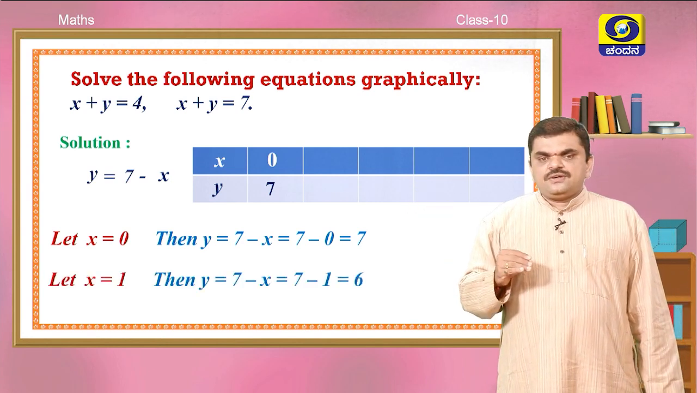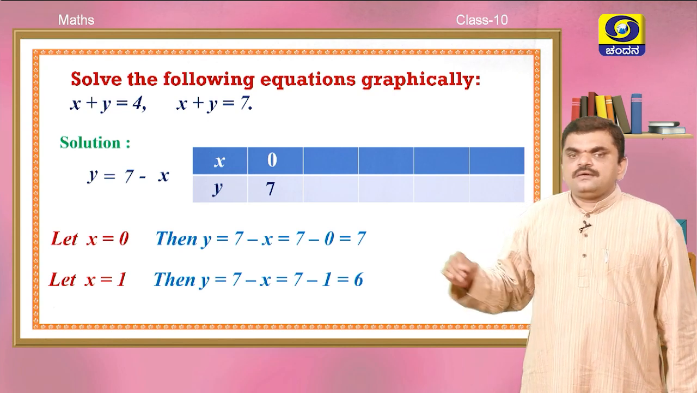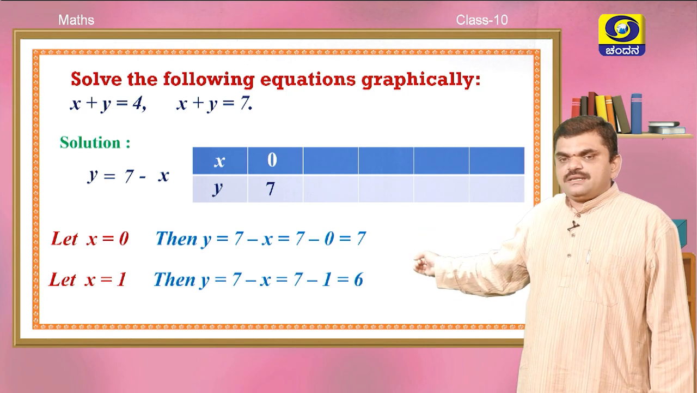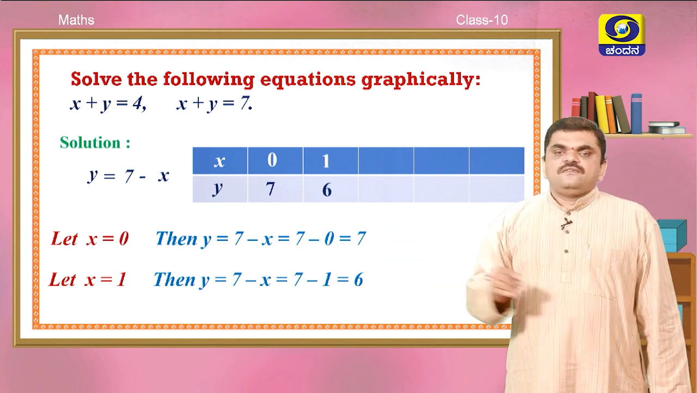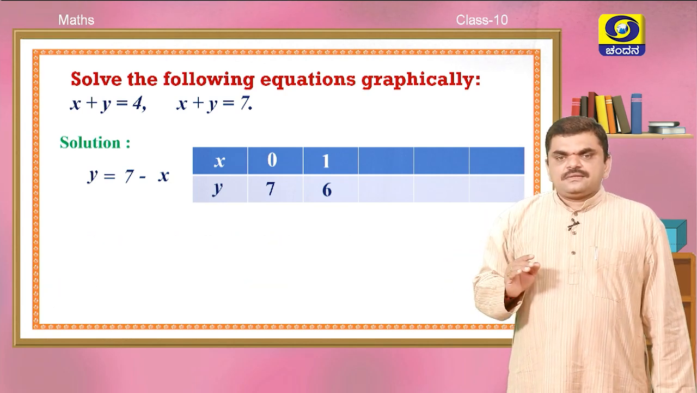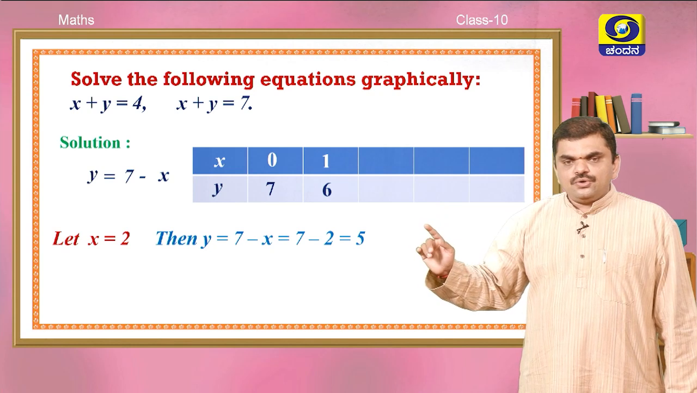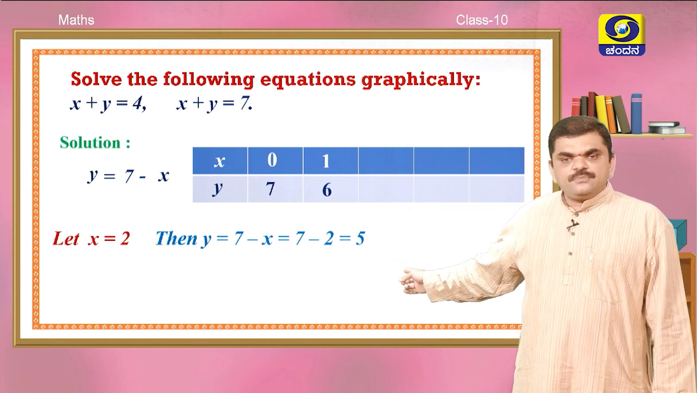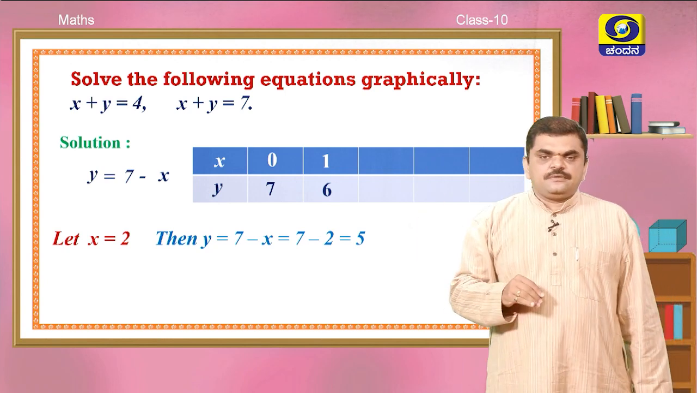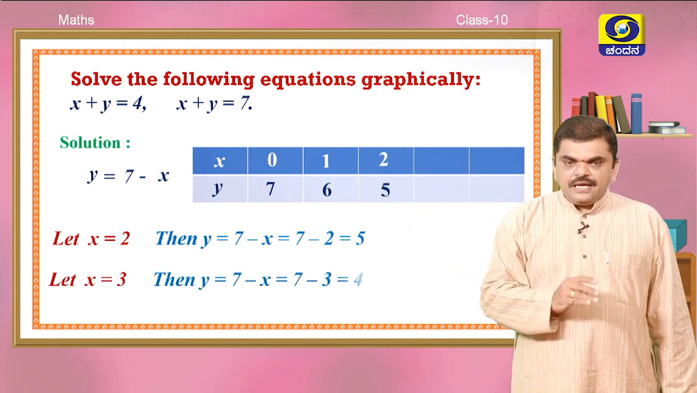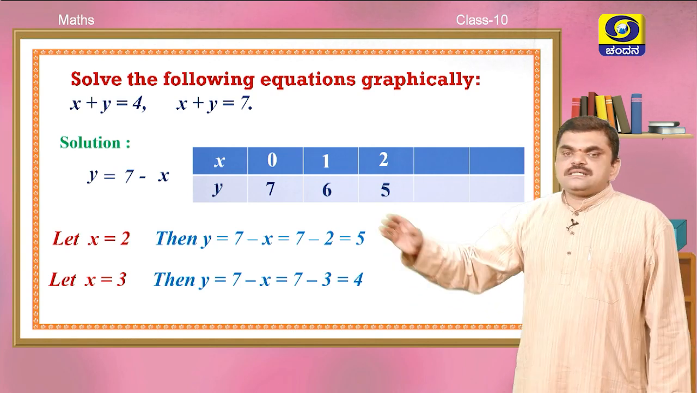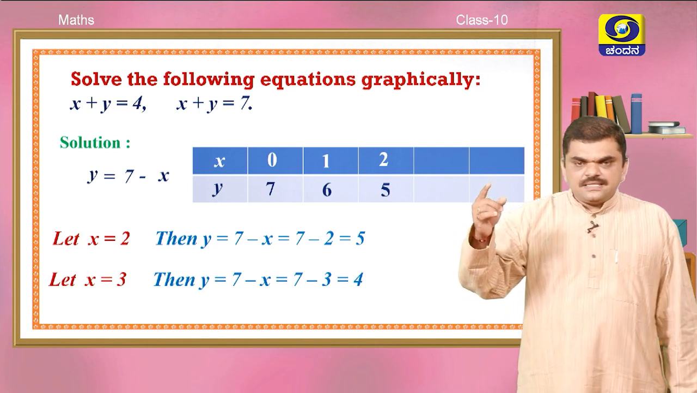Yes, correct. When x is equal to 1, y is equal to 7 minus x, that is 7 minus 1, is equal to 6. When x is equal to 1, y becomes 6. Then when x is equal to 2, y is equal to 7 minus 2, that is equal to 5. Correct, children. Then when x is equal to 3, y is equal to 7 minus 3, that is equal to 4. So, write this in the table.